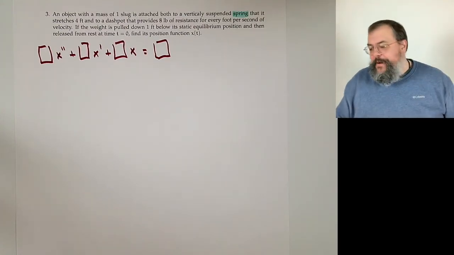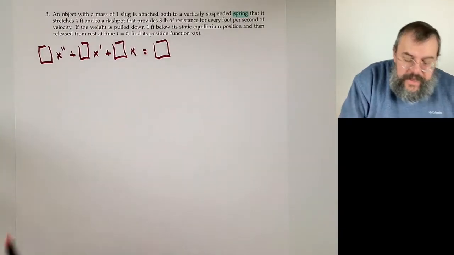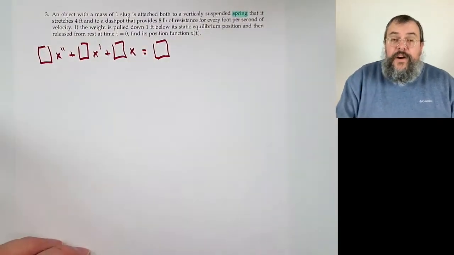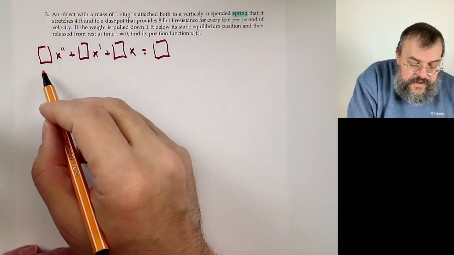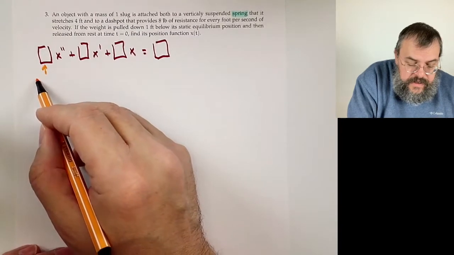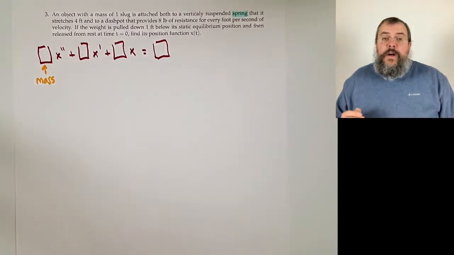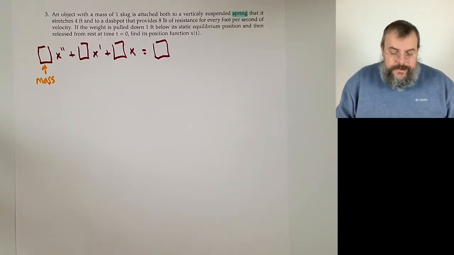Now, the first box is great. It should be pointed out that every one of these 4 things is all about a force. The first box here is about your mass. If you're trying to figure out what goes in front of the x double prime, look for the word mass.